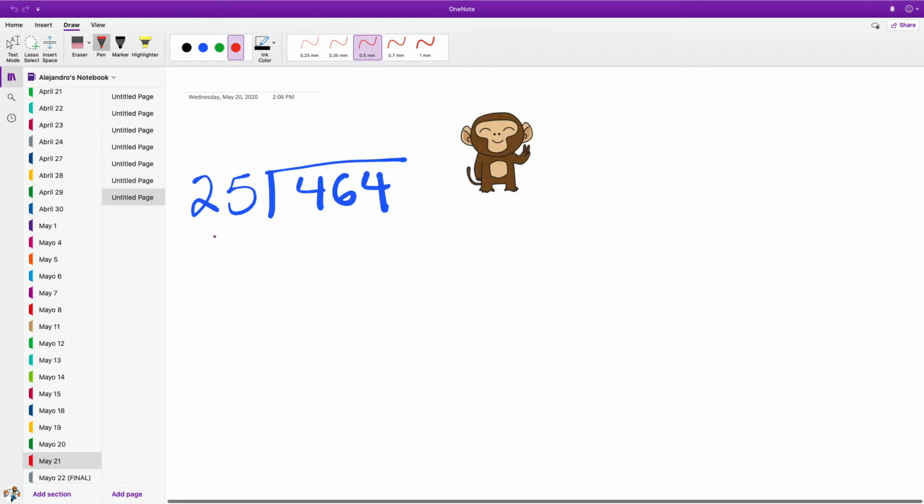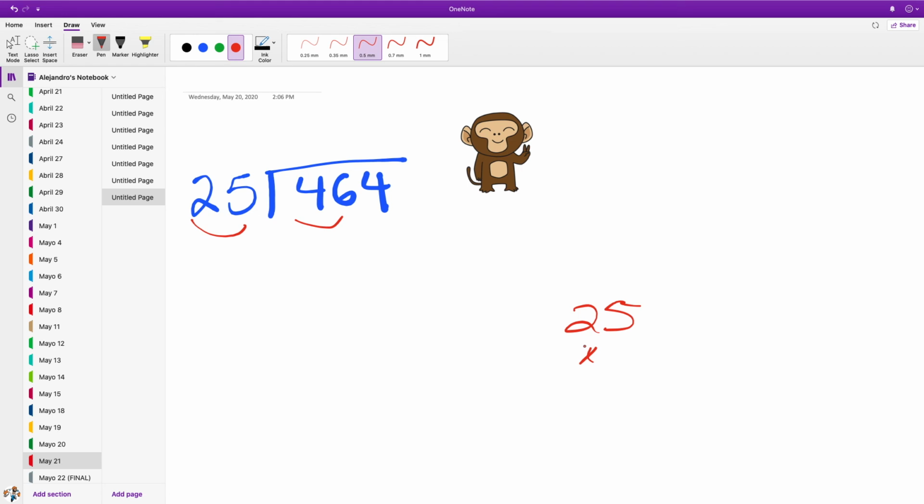Let's do one more. One more. Remember, when you see the monkey, it means that we are close to finish, right? Okay, so again, we take those two digits. Okay, so how many 25s make 46? I think only one. What do you think? Because I know that 25 times 2 is 50, and 50 is greater than 46. I think that 2 is not gonna work. So I'm just gonna put the 1 right here. Okay, so I put here 25.